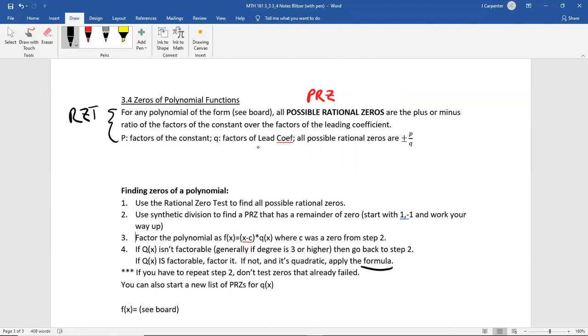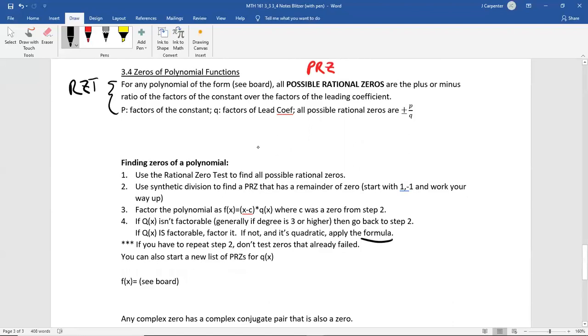You can also end up listing a new set of possible rational zeros for your quotient. You can list a whole new set of P's and Q's. Sometimes there will be fewer options doing that. And again, we'll go through all sorts of examples with this.